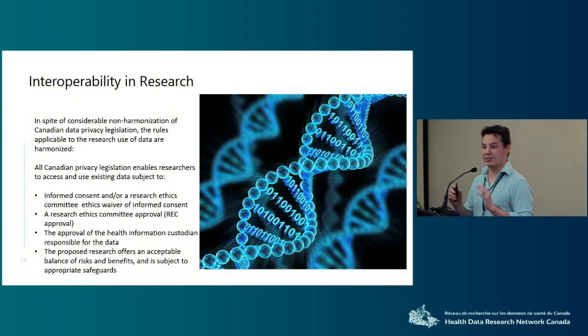Within the context of research, we have harmonized completely the way that we regulate health data, and we've essentially said you can make secondary use of information so long as you refer back to an ethics committee, get an ethics approval, and either get a consent or an ethics waiver of informed consent requirement that allows you to use that information. And lastly, we also need to put in place safeguards that make sure that the balance of risks and benefits for research participants are no worse than they would be if you hadn't used that information.